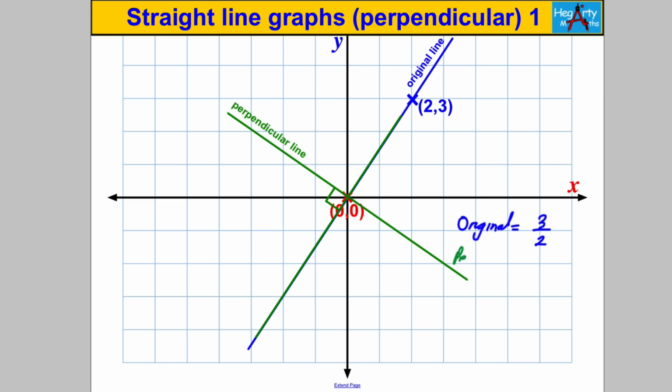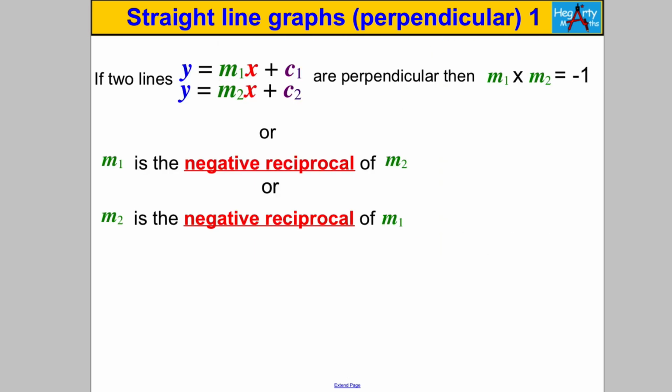And what about my perpendicular line? Well, as I go to the right 3, I go down 2. And again, they're the negative reciprocal of each other. So I've shown you in 3 cases, and this turns out always to be the rule. So let's state the rule.